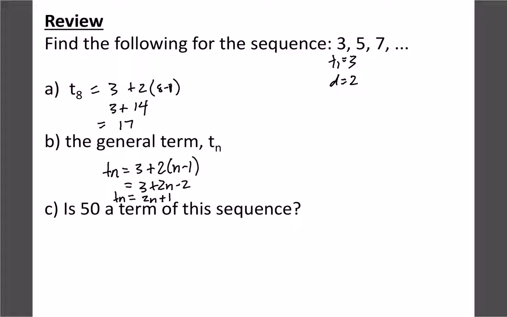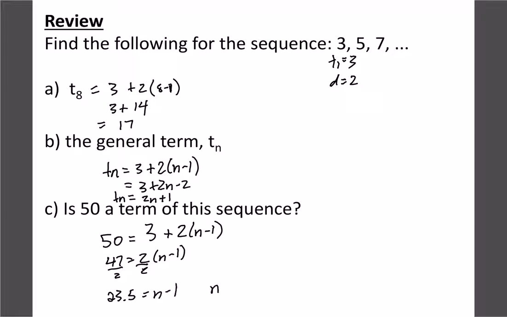And the last one is: is 50 a term of the sequence? Remember, we put 50 in as our t of n, and we see if we get a whole number for n. So 50 subtract 3 is 47. 47 divided by 2 gives us a decimal, so that's a pretty good hint that it's not going to work. If it was 48, we'd have 24, so we actually get 23.5. Then n minus 1 is 23.5, so that would give us an n of 24.5, which doesn't work because our n has to be a whole number. So our answer for that one would be no.